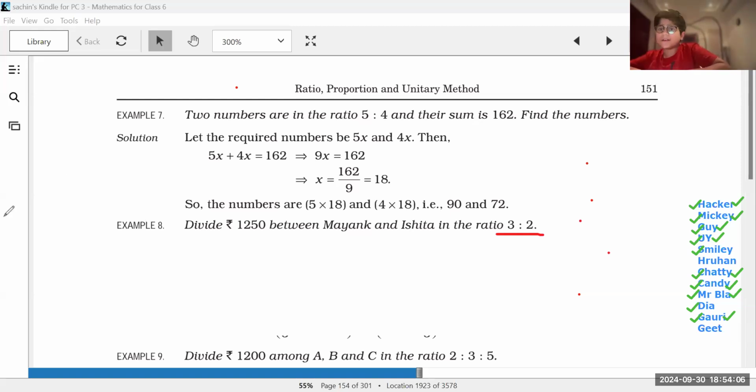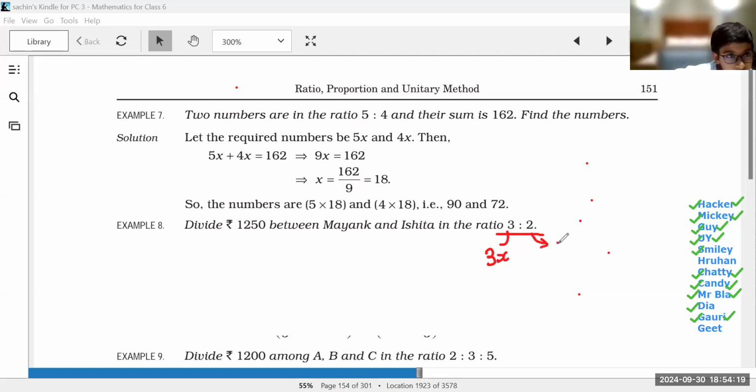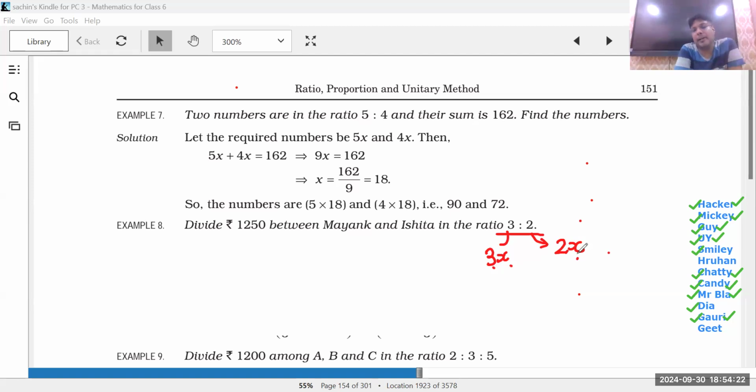Sir, after I divide it and get one answer, what do I do? You get the value of x. Yes. Then this is 3x and this is 2x. Then you multiply by 3 and multiply by 2. Okay, sir. So what is unitary method? I will teach you, don't you worry. I have been teaching you since the last 2-3 grades. So don't you worry about it. So it's basically multiplication and division.